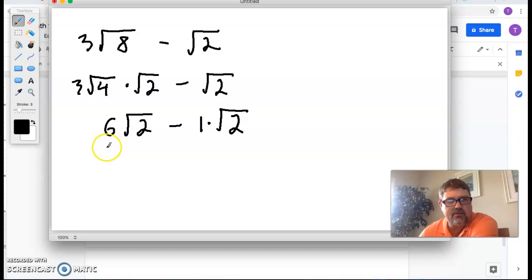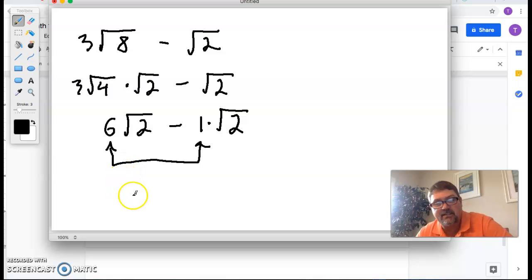Now, all we're going to do is take the numbers in front, because now we have like radicands. We didn't see that right out of the gate, but we simplified it so we can see it, and we'll get 5 root 2.